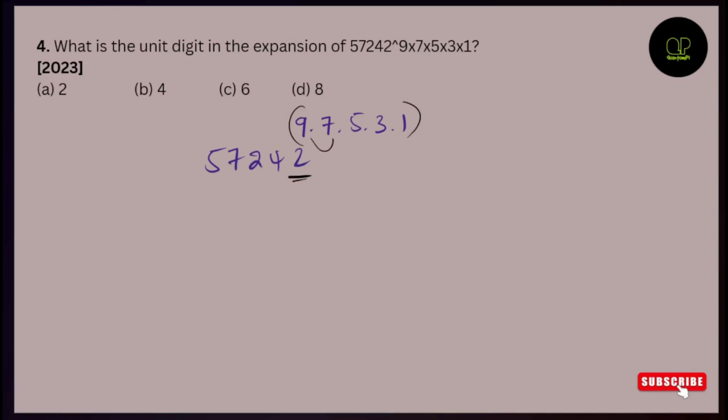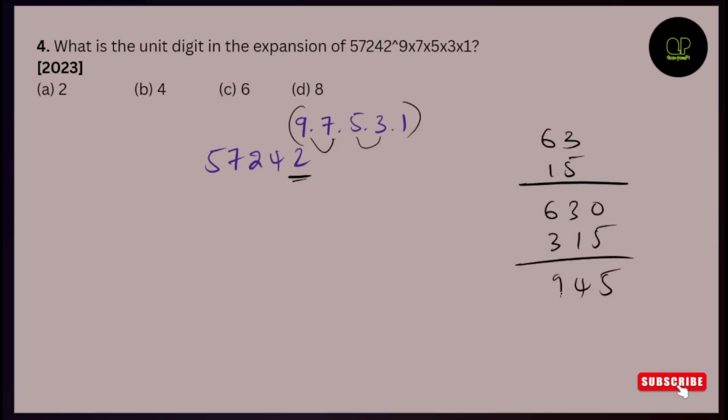So 9 sevens is 63, into 5 threes is 15, into 1 is 15. So 63 into 15. 63 tens are 630. 63 fives would be half of 630, which is 315. So this is 945. So this is nothing but 57242 power 945. So unit digit is 2 power 945.